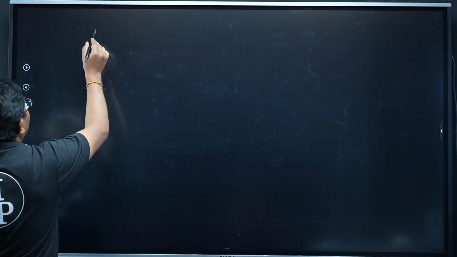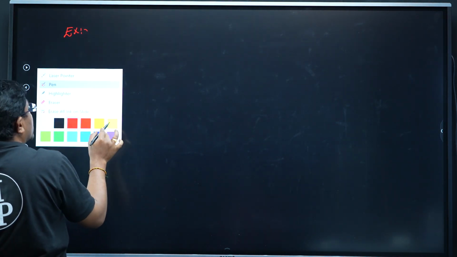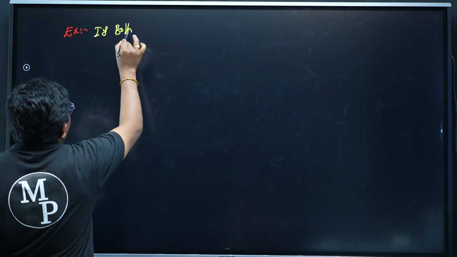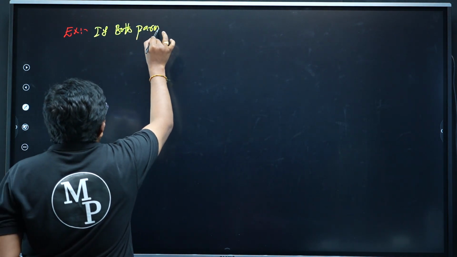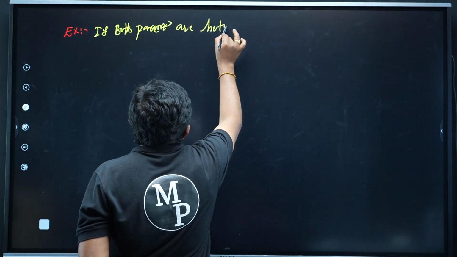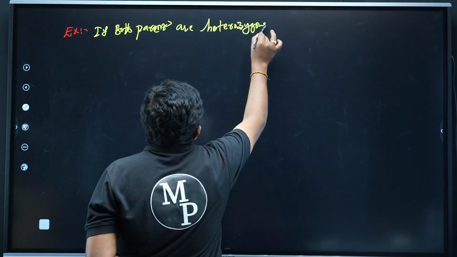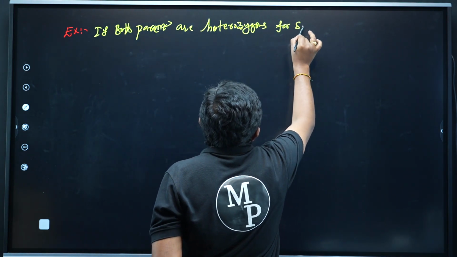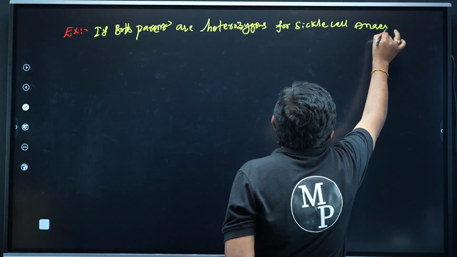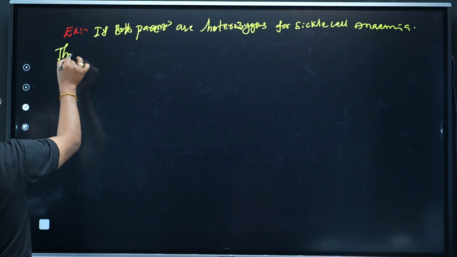Here we have taken an example. If both parents are heterozygous for sickle cell anemia, then what is the probability?